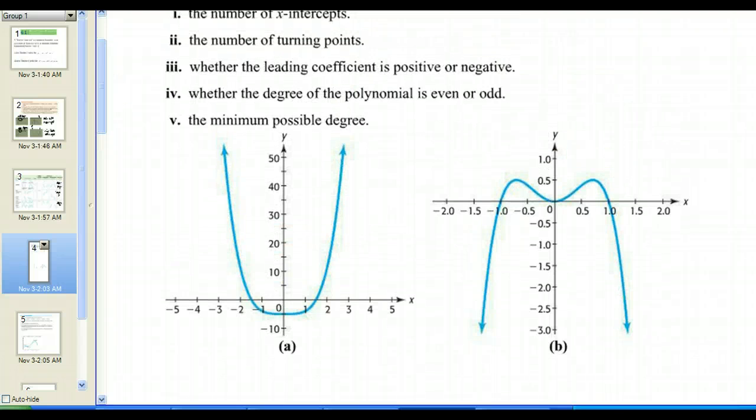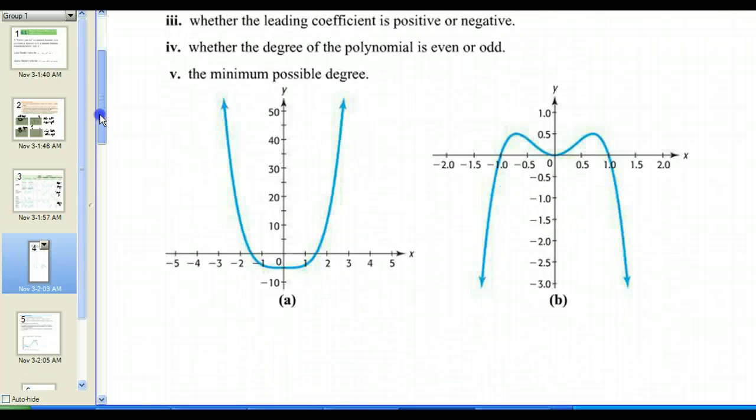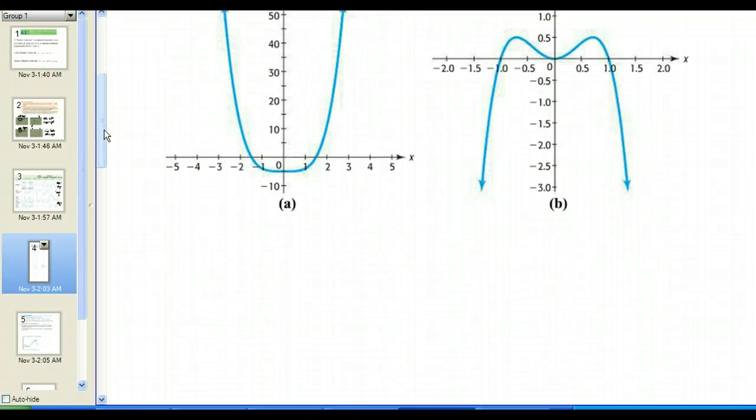Alright, so for this one they want to start us off with the number of x-intercepts. So obviously right here is an x-intercept, and then here's another one. Alright, so for part 1 we have 2 x-intercepts. Over here for this one we've got 1 right here, and then 1 right here. So for this one, we have 3 x-intercepts.